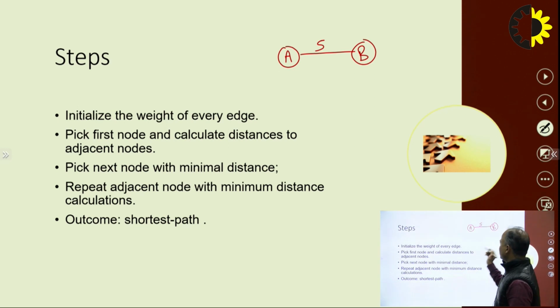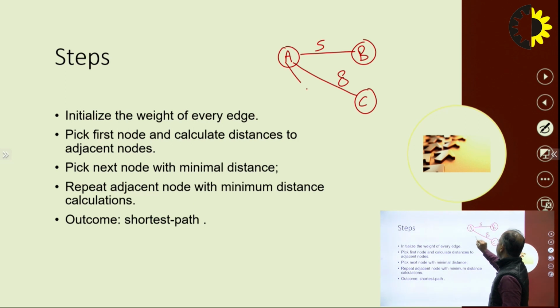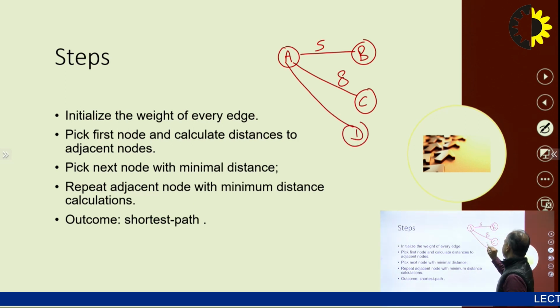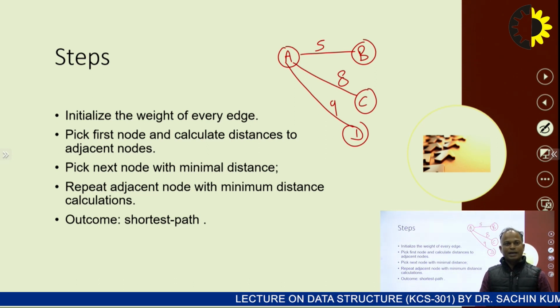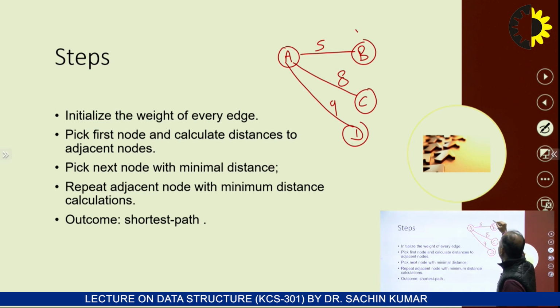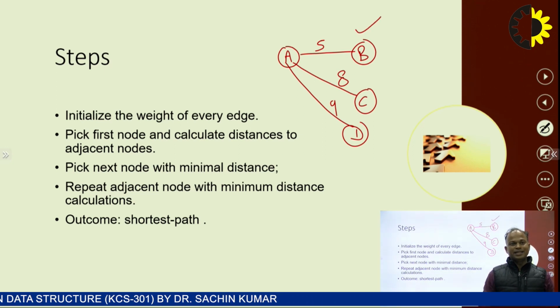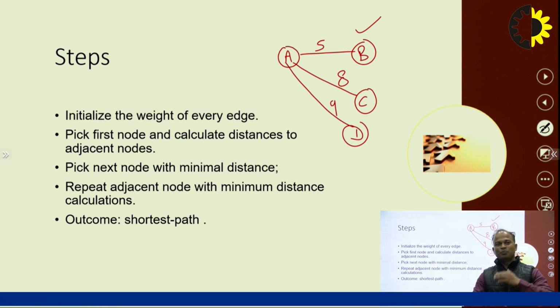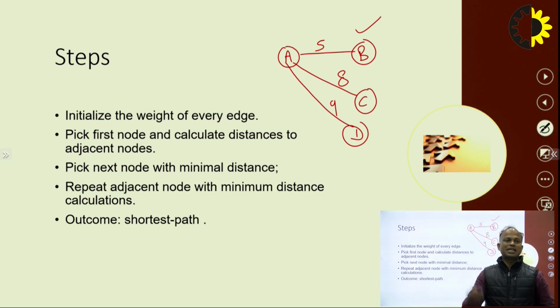For example, in this particular graph, A to B is 5, A to C is, for example, 8, A to D is 9. We have this scenario. The minimum one is 5. So we have to work on B, not C and D, because so far the minimum distance traveled is 5. So we have to use this step so that we can find the destination, and the total distance traveled will be minimum in this way. This is the procedure of this particular algorithm.